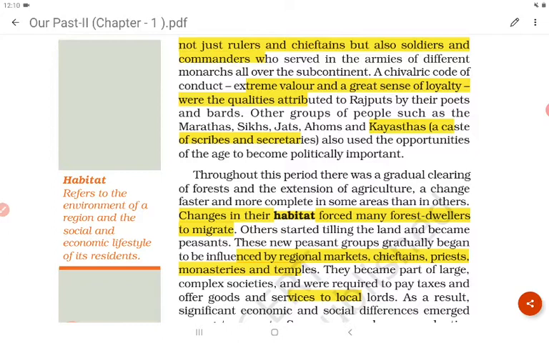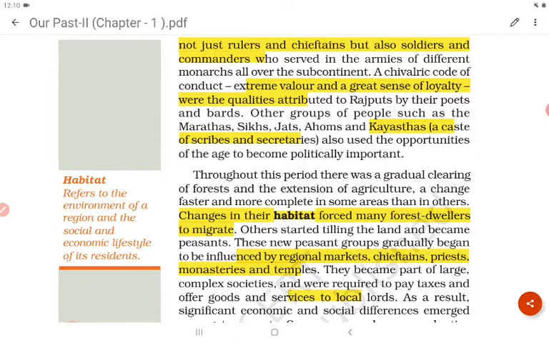Changes in their habitat, that is, the habitat of the agricultural people, forced many forest dwellers to migrate. So, what's the meaning of habitat? It refers to the environment of a region and the social and economic lifestyle of its residents. Others started tilling the land and became peasants.